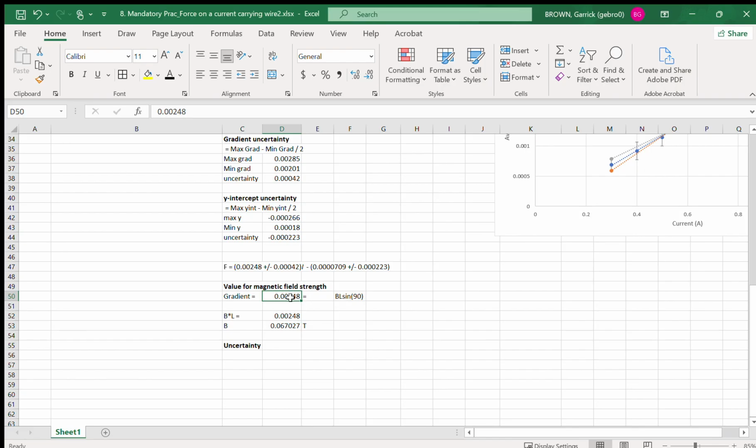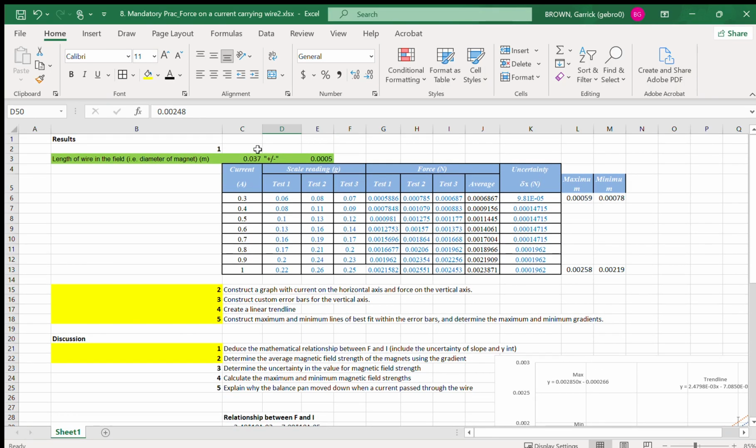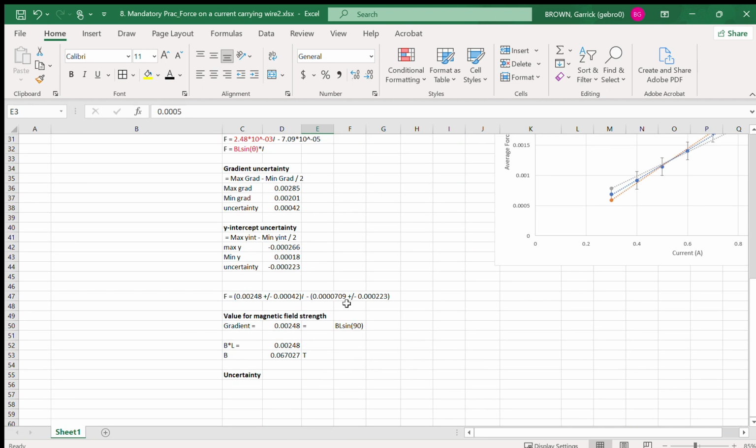And in the case of our uncertainty of our measurement of the wire, that is in meters, okay? So we can't really just add them together, they're in different units. So what we need to do to propagate uncertainty, we need to convert our uncertainty values into a percentage, and then we can propagate them across and determine an overall percentage uncertainty for our value of magnetic field strength.